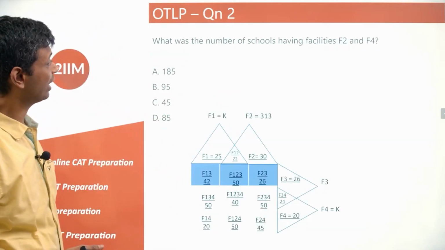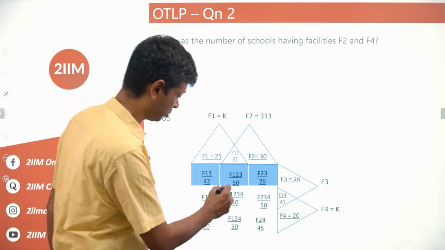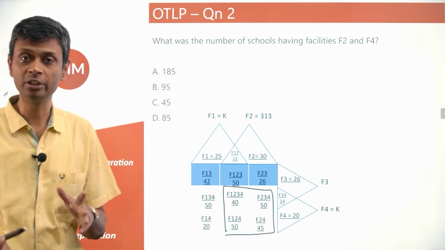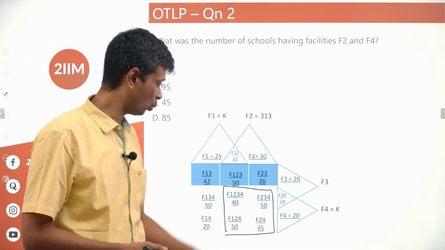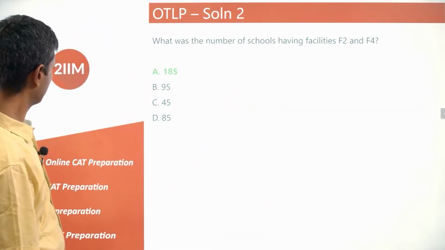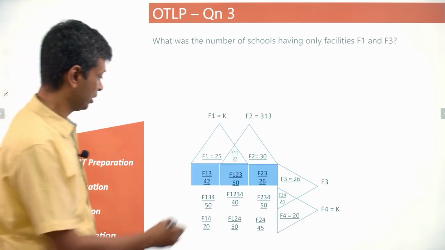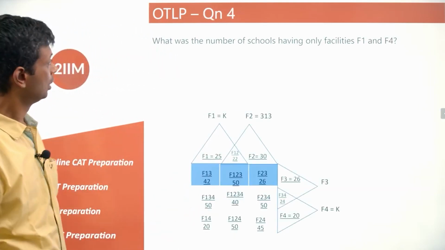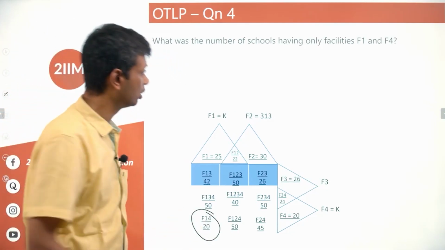What are the number of schools having facilities F2 and F4? F2 and F4 is some of these 4. Remember, it's not F2 and F4 only. It is F2 and F4. This entire intersection. 50 plus 50 is 100, 140, 185. Luckily that they are the choices. We're good to go. What are the number of schools having only facilities F1 and F3? Number 42. Number of schools having only facilities F1 and F4, the last number that we found, 20, good to go.